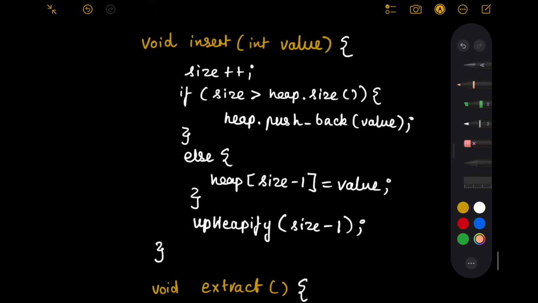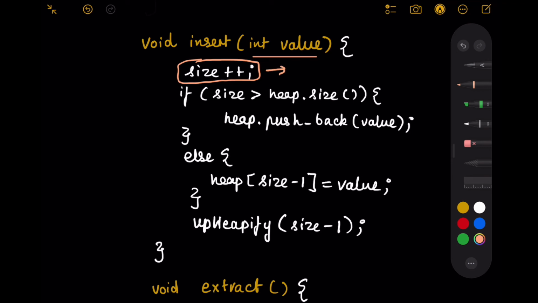Now coming back to the insert method, it is also pretty simple. The parameter for the insert method is the value that needs to be inserted. So the first obvious step is that we increase the size of our heap by 1. Obviously, if we are going to add one element, the size of the heap is going to increase.